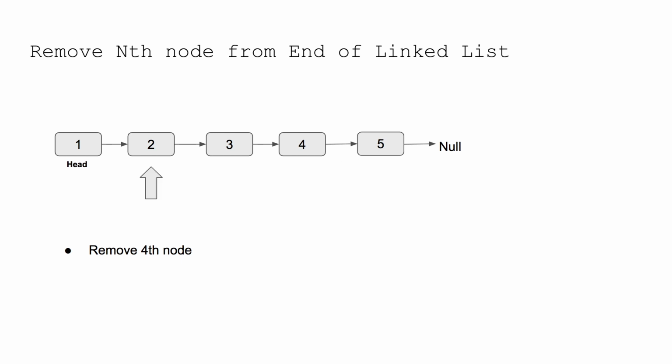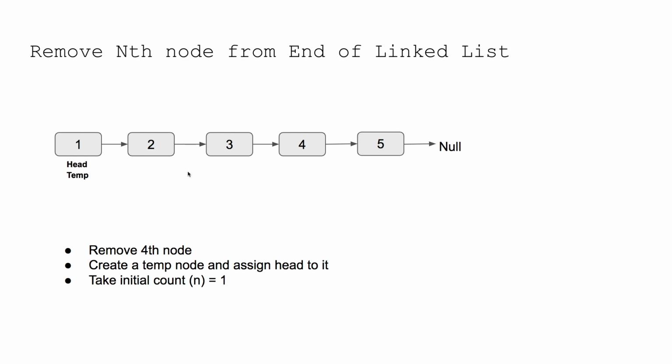So for that, the naive approach would be to get the length of this linked list first. So for that, I'll simply take a temporary node and assign the head to that particular node. So now we have another node temp, which is pointing to the head, okay? And then we can simply iterate over this linked list, right? To get the count of nodes, or you can say the length of the linked list.